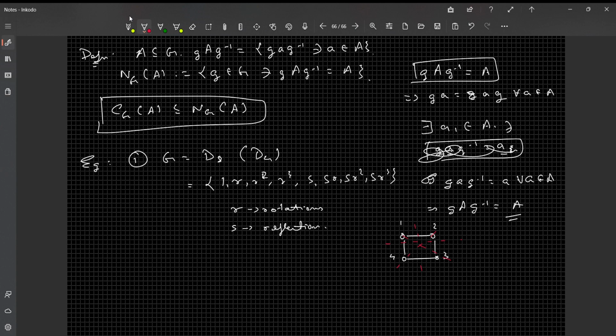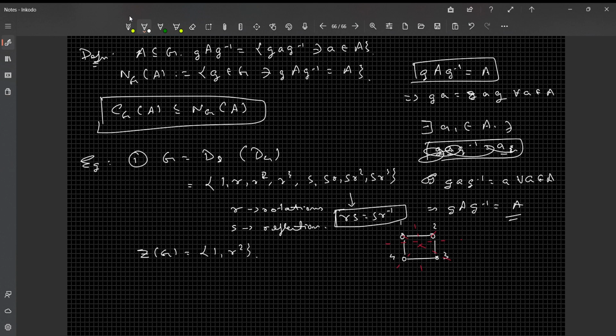Okay. So my first question is, what is the center of this G? There is a very important property here, which is RS is equal to S R inverse. If you apply this property and check through the elements in D8, you will get that the center of G, that is the only elements which commute with every element of D8, are R to the 0, which is 1, which is very obvious, and R squared.